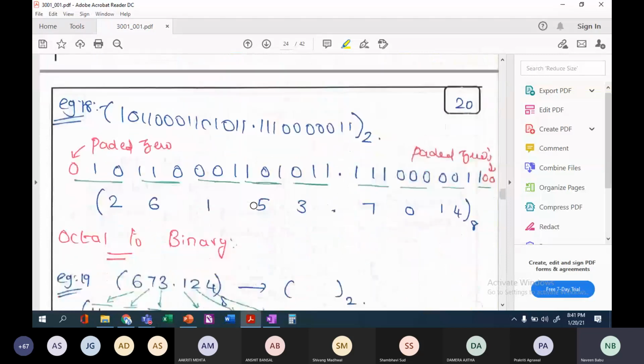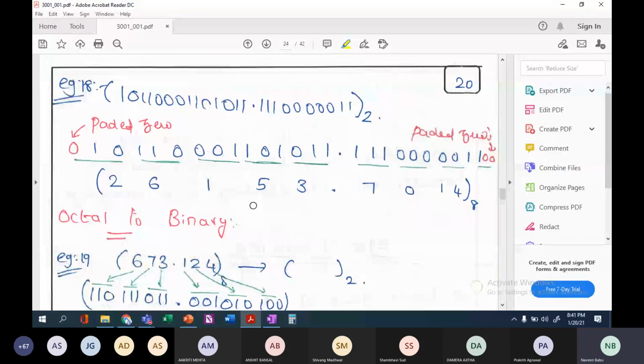Now we saw this in the last class. How do you combine? If you want to convert binary to octal, all you need to do is combine three bits. So these 3 bits, these 3 bits, and these 3 bits, we saw in the last class. And if the number of digits is not sufficient, as in this particular case, all you need to do is add 0.